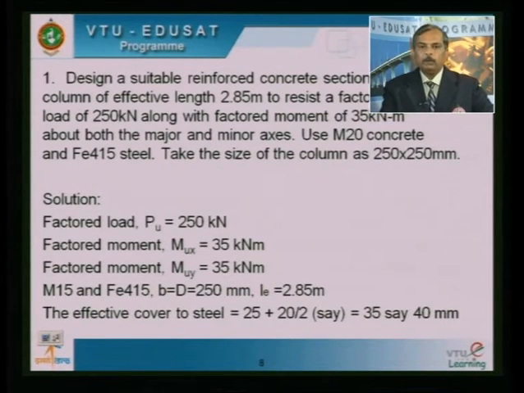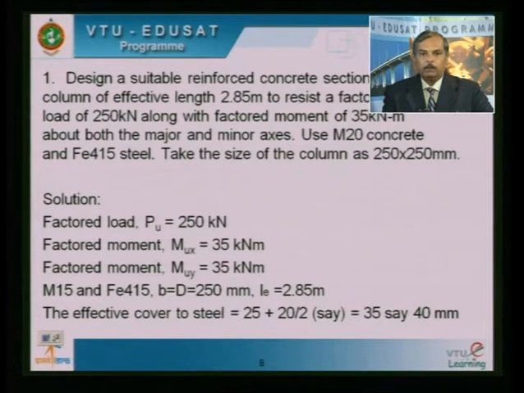Now since the effective length of the column is given, we need to check whether the column is a short column or a long column. A long column, as you know, is also called a slender column. If the column is slender, then the slenderness effect and the additional moments are to be considered in the design. Anyway, that type of problem we are not discussing as it is not included in the syllabus.